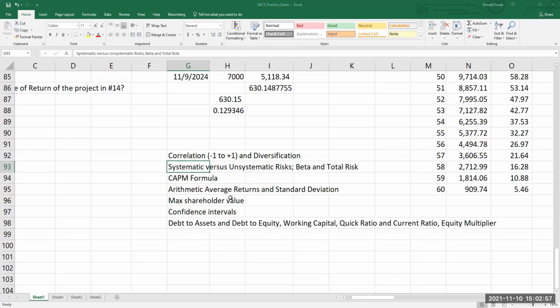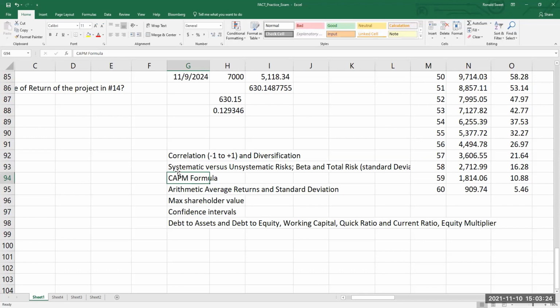All right, so systematic risk, that's stuff you're exposed to in the economy: interest rates, inflation. Unsystematic is specific to the company. It disappears when you diversify the portfolio. So beta measures systematic risk. Standard deviation measures the two of them combined, systematic and unsystematic. So total risk is standard deviation, and you saw how to calculate that.